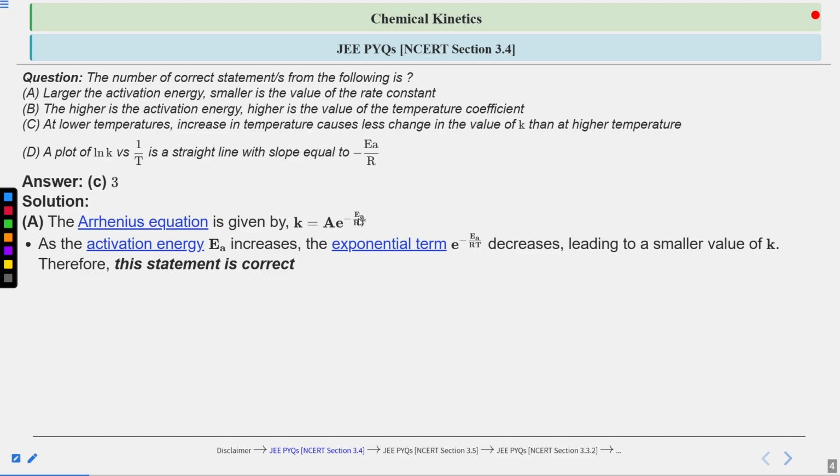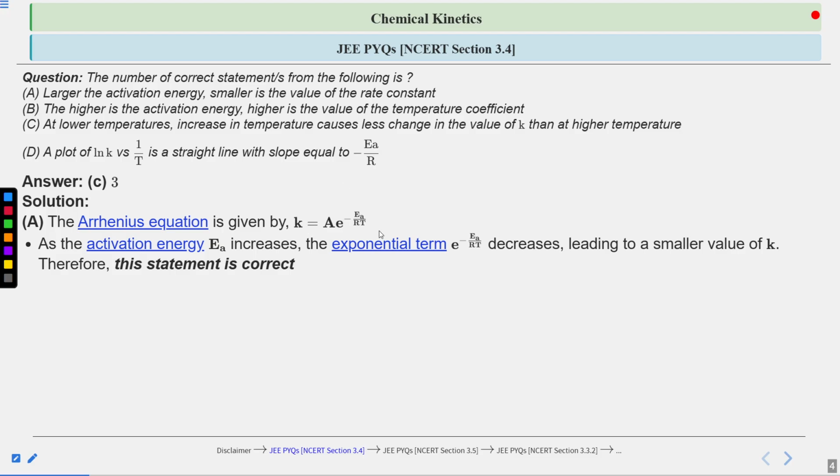And if, with the increase of the activation energy EA, the exponential term decreases, the value of the rate constant K is going to depend upon it. So it is going to decrease, right? So a smaller value of K will be the result. And therefore the statement which is given, that larger activation energy will give you a smaller value of rate constant, is the correct statement, right? I hope you understand.